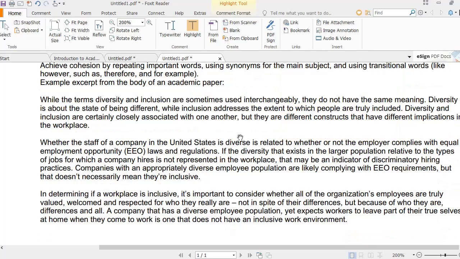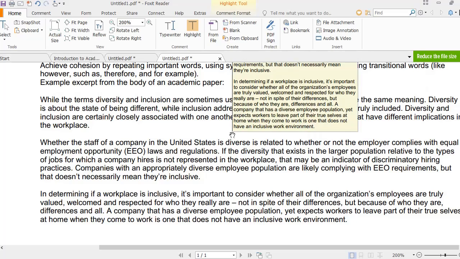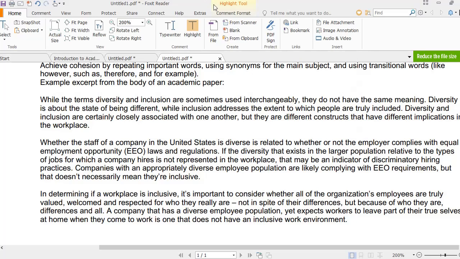the workplace. Whether the staff of a company in the United States is diverse is related to whether or not the employer complies with equal employment opportunity laws and regulations. If the diversity that exists in the larger population relative to the types of jobs for which a company hires is not represented in the workplace, that may be an indicator of discriminatory hiring practices.